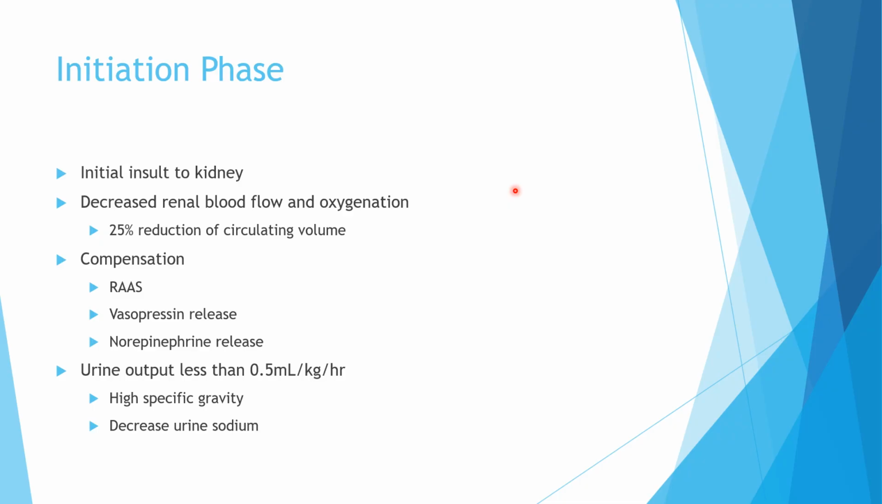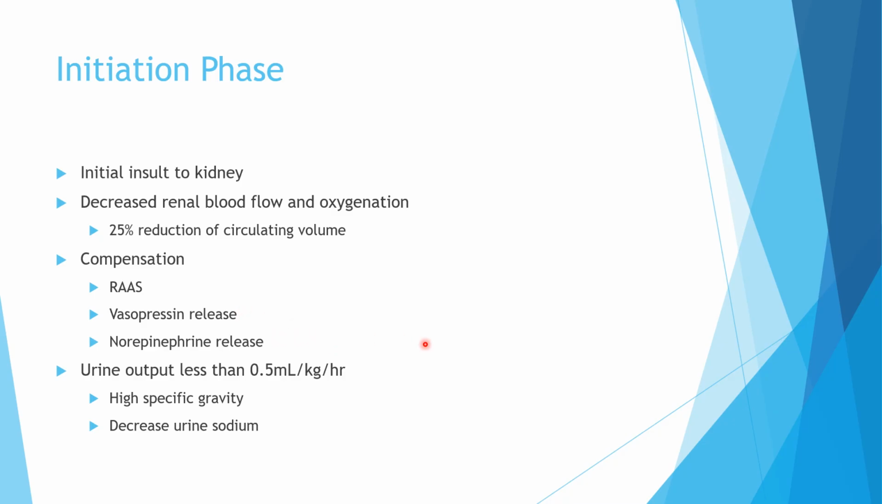So even our patients who are hypoxic, our patients who are hypotensive, 25% reduction in circulating volume. So our patients who are dehydrated, they're hypovolemic, our patients who are hemorrhaging, right, after a surgery. We're going to compensate by activating that RAS system and releasing vasopressin and norepinephrine, right? So we're going to try to increase renal perfusion by vasoconstriction and fluid retention.